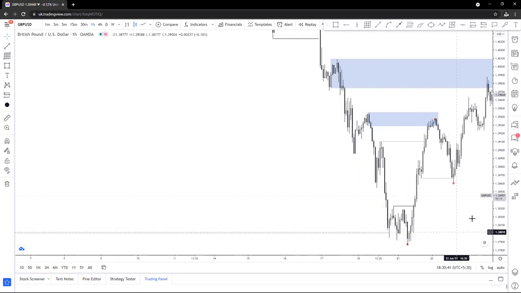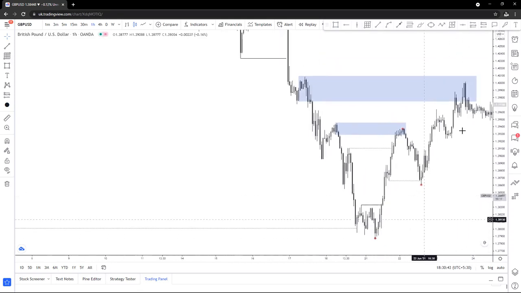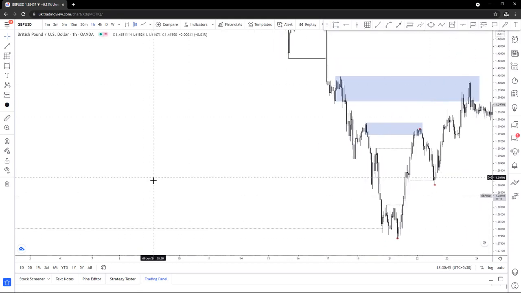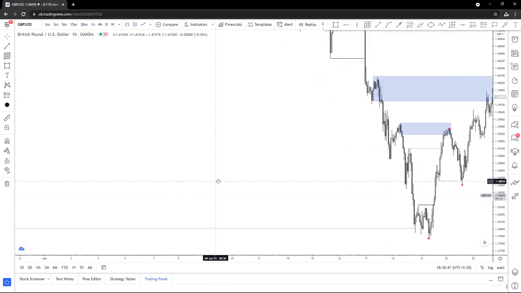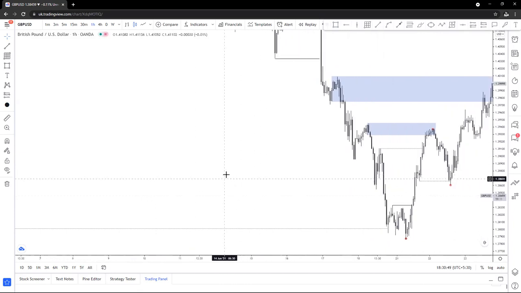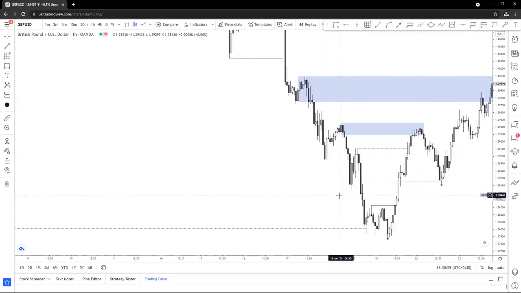Now where is the next pullback zone? Now we know that price has to go back higher into a premium price on a 4-hour time frame. And until we go into a 4-hour premium array, price needs to go in a bullish market structure, right? So in a bullish market structure, price will do this and then it will come back down, right?